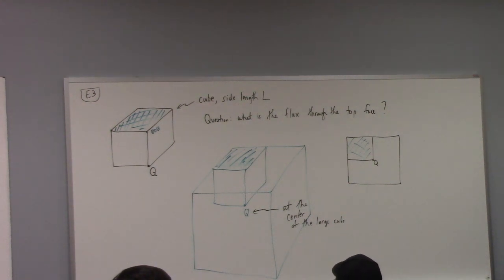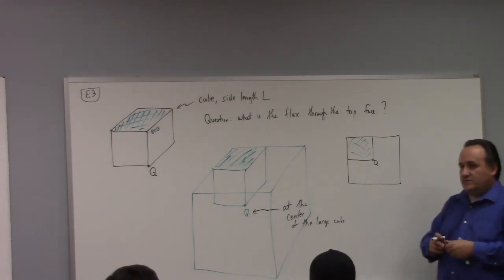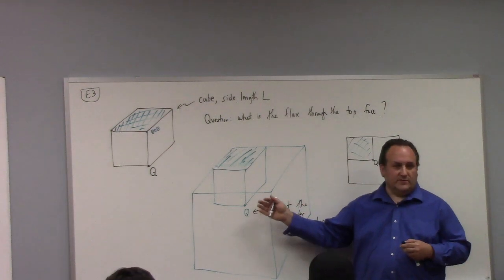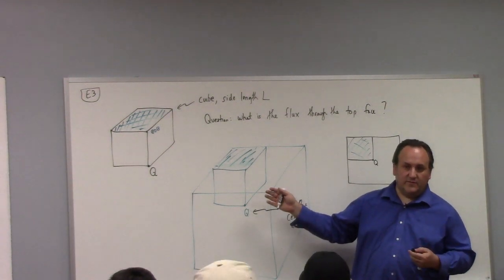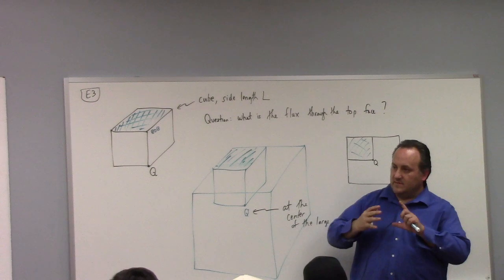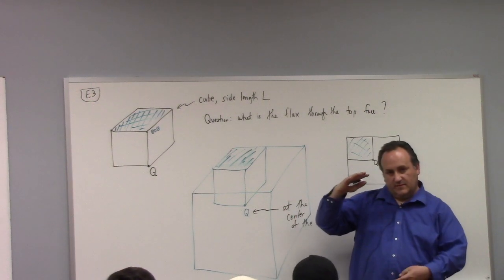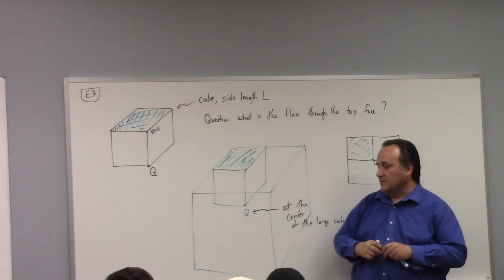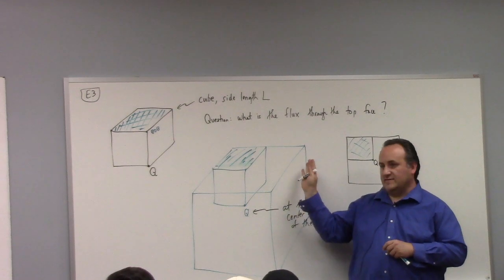Well, that's the question: is the flux from Q uniform? Which field are we talking about? The only charge here is this charge Q, so it's the Coulomb field. How does the Coulomb field work? It is the same in every direction. So how much of the Coulomb field flux goes through the top face of the big cube?